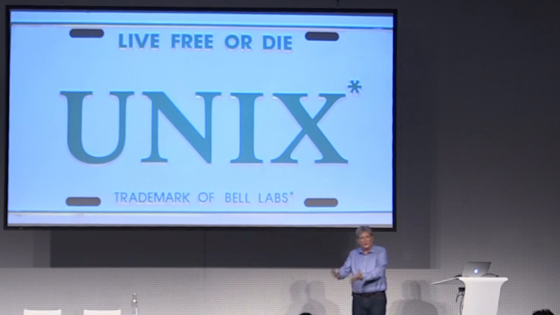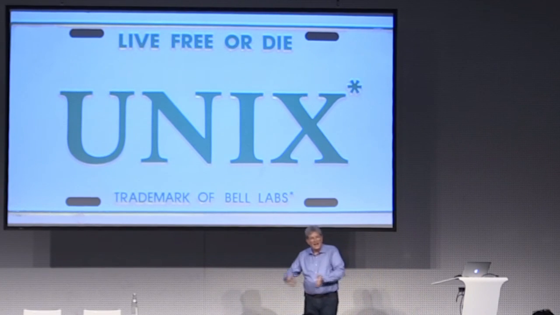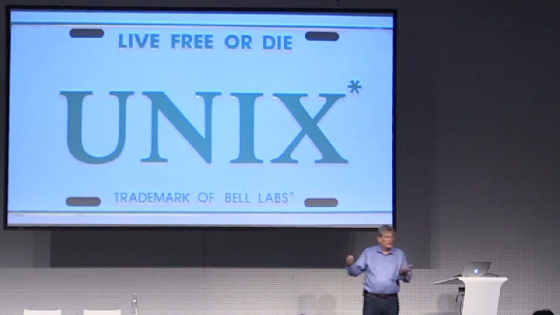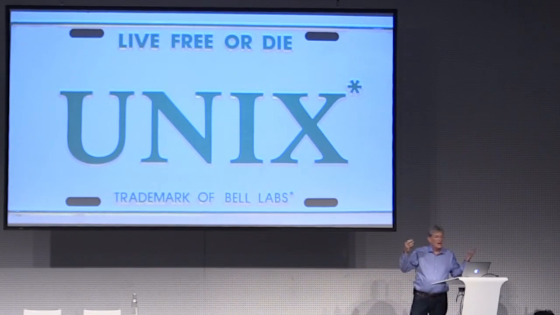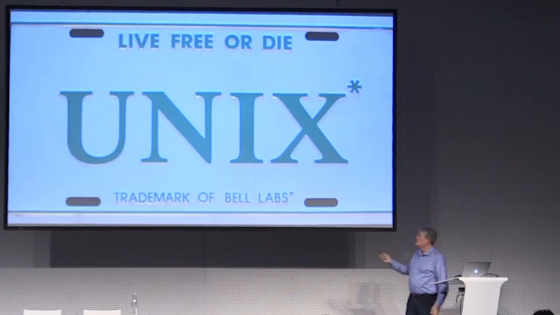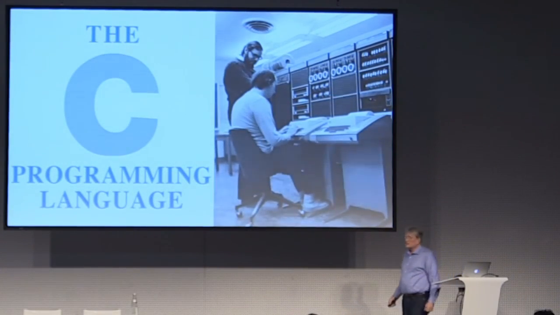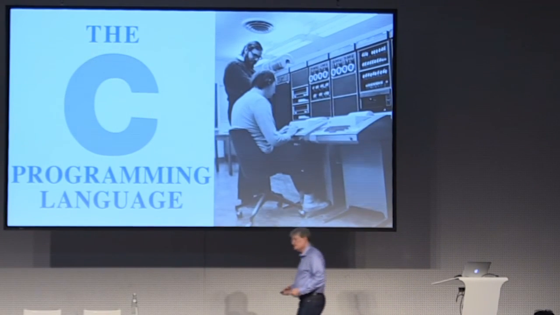We can either rewrite this whole operating system in assembly language again and again and again, or we could figure a way to rewrite it once in a portable assembler. And that's what C turned out to be. It was a portable assembler.